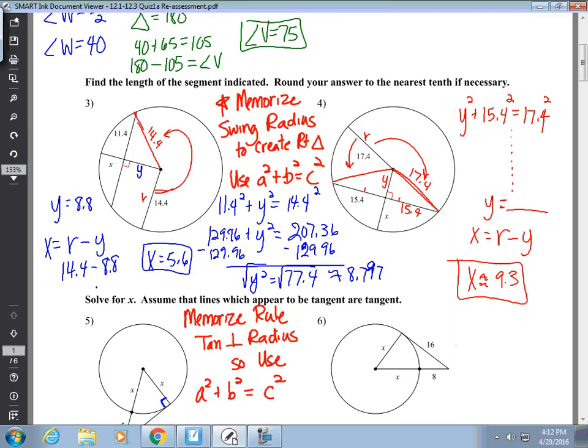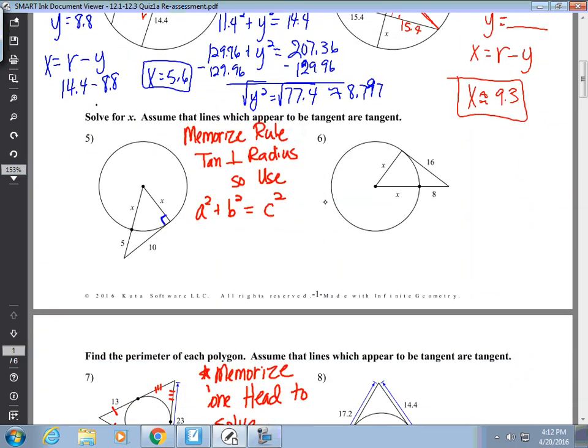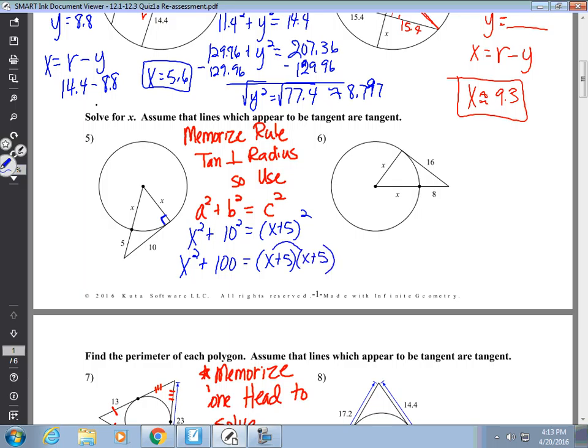All right, then here, this was the tangent, the radius are perpendicular. So we plug in x squared plus 10 squared equals x plus 5 squared. X squared plus 100 equals, that ends up becoming x plus 5 times x plus 5. And then you can do your distributive property or full method, or you can use the shortcut: x squared plus 10x plus 25. That's going to equal what we have on the left.